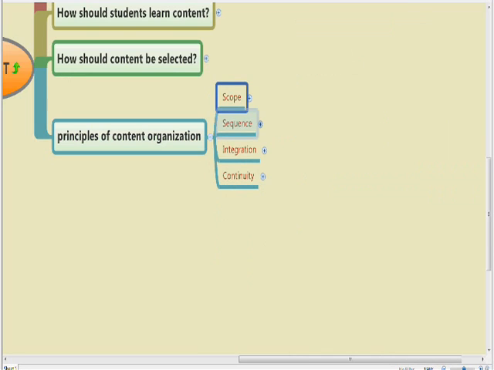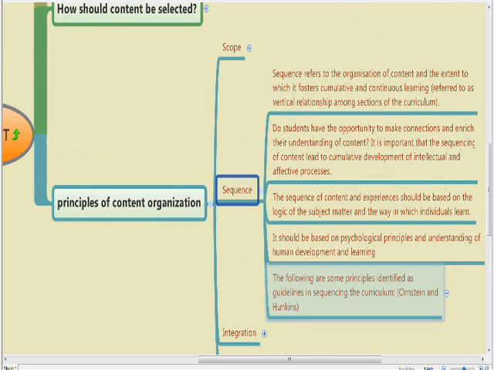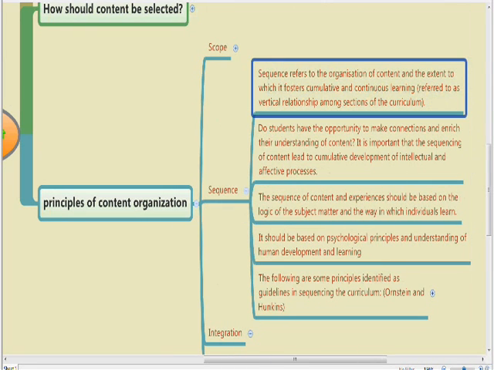Then you have the notion of sequencing. Sequence refers to the organization of content and the extent to which it fosters continuous learning, referred to as vertical relationship. Now, the notion of vertical and horizontal, I will talk to you in detail.